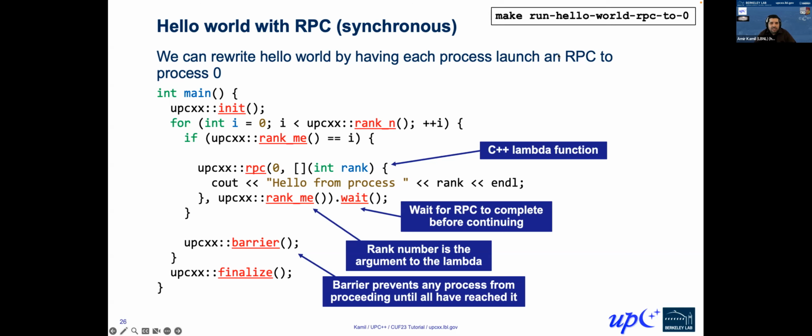So if we actually run this on your own, hopefully you'll see that we'll always get the printouts happening ordered by process ID.